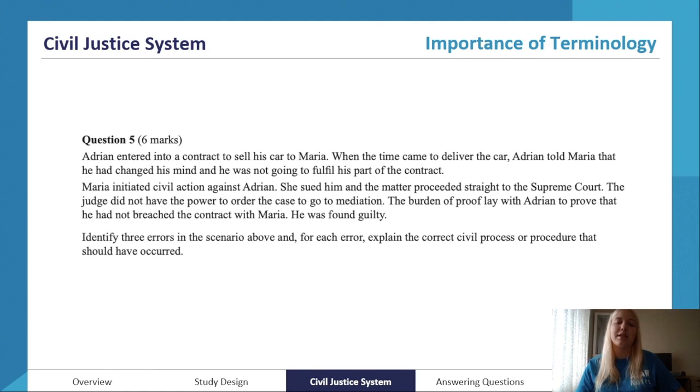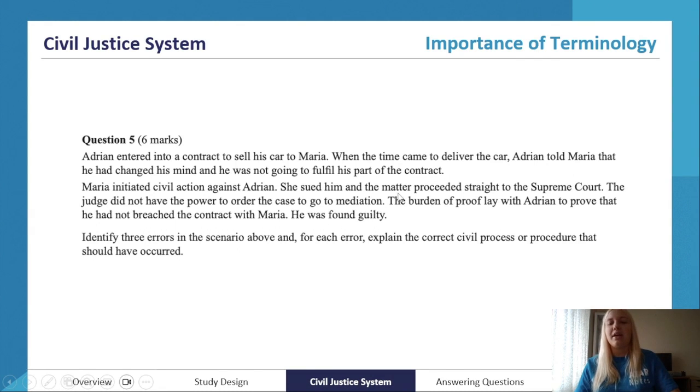So what this question is asking you to do, you can see it's pretty much a terminology question. And there are more than 3 things I believe wrong. So let's break it down. We see that there was a civil breach of Maria's civil rights. There was a contract to sell his car, but he did not do it. Okay? Maria initiated civil action. So far, all good with the terminology. She's the plaintiff, so she has brought the claim to court.